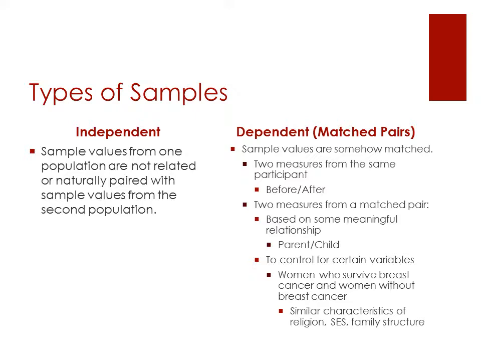For example, if we're looking at women who survive breast cancer and women without breast cancer, and looking for some important differences between them, obviously this is something that we can't control, but we can in fact match these women up with similar characteristics. So in a situation like that, I might recruit women with breast cancer and then collect information on their religions, their family structure, their socioeconomic status, level of education, other factors like that. And I would then match them with another woman that meets them on all of those similar characteristics but does not have breast cancer. So that's another way that we can do a type of dependent matched pairs.